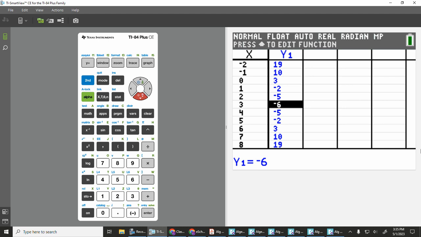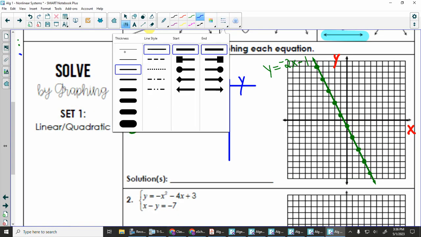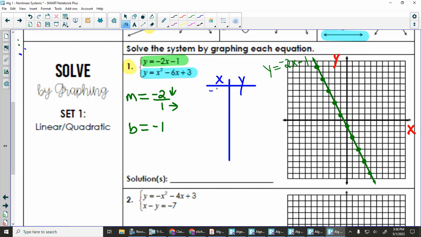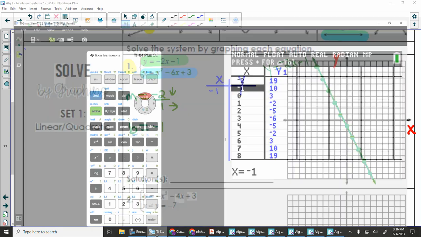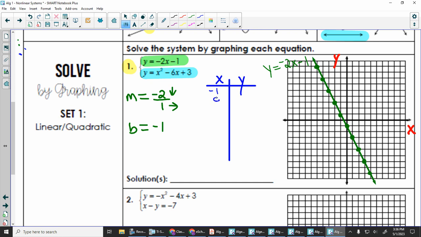Okay, now some of these numbers are too big, right? 19 is not going to fit on our graph paper. So I'm only going to start with the negative 1 and 10 and go down to the 7 and 10. All right, so we're going to go from negative 1 to positive 7 because the y's that go with it, those are the ones that will fit on my graph paper. So we have negative 1, 0, 1, 2, 3, 4, 5, 6, 7.